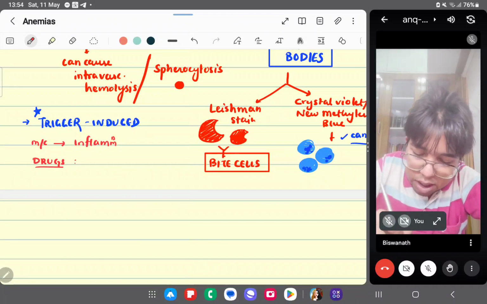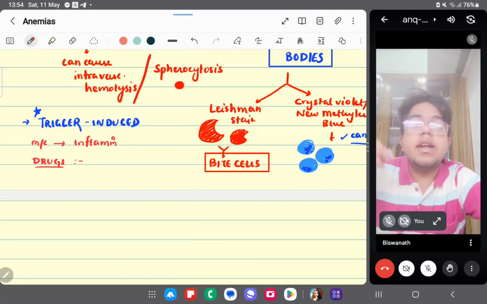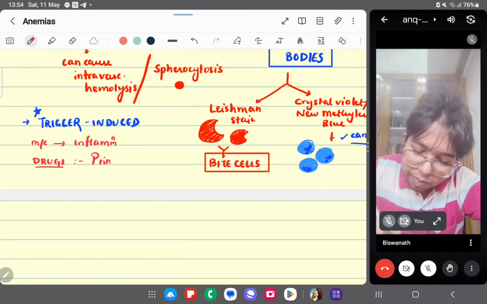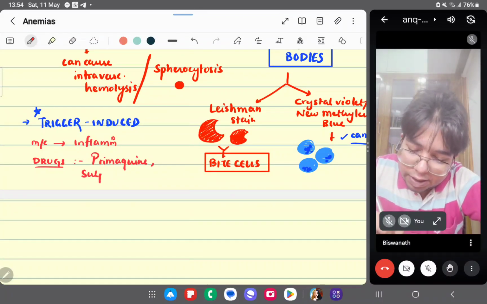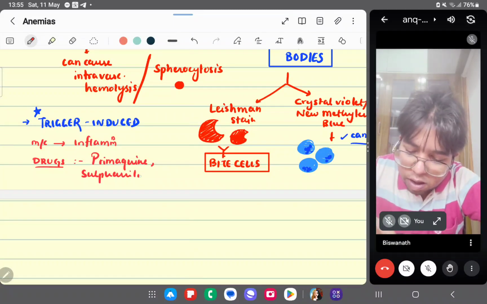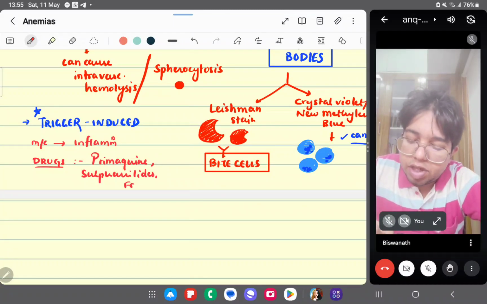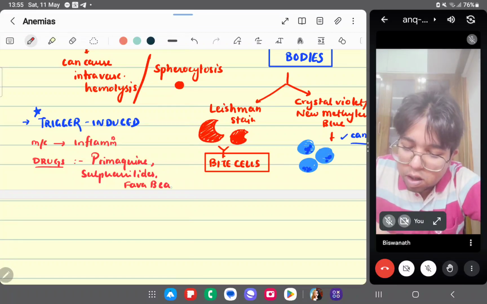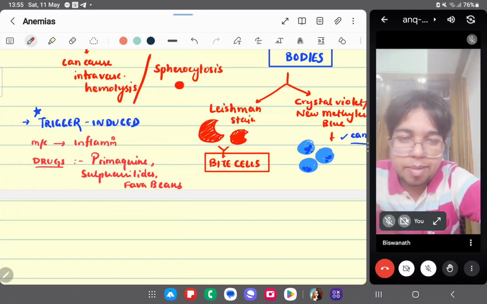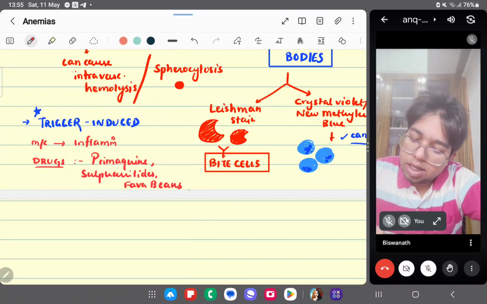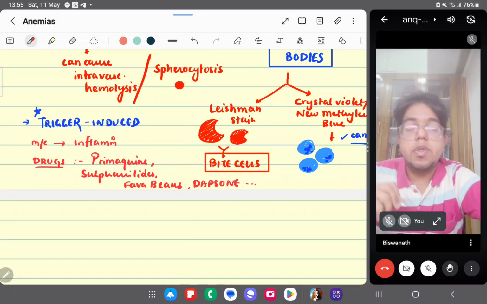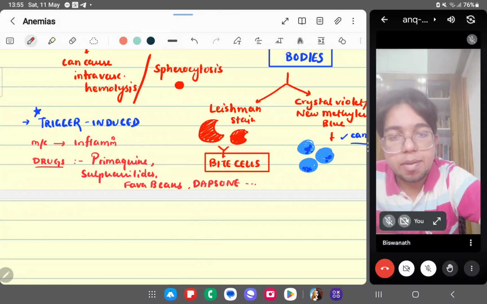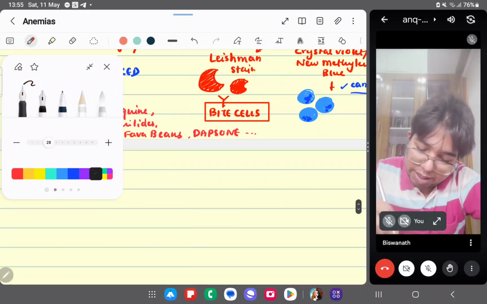So if a person comes to you with inflammation and the effect of these drugs like primaquine, sulfonamides, or consumption of faba beans, or consumption of the dapsone drug, then you can think of this type of thing. So diagnosis is based on that.